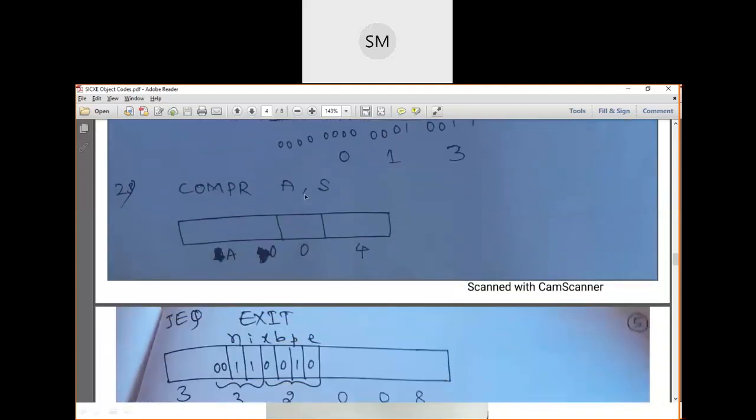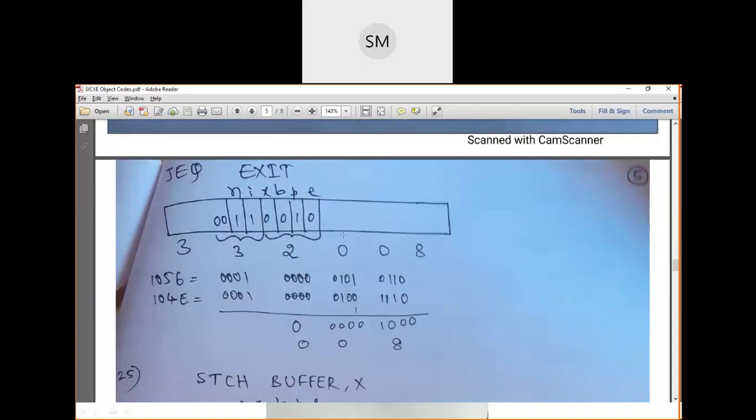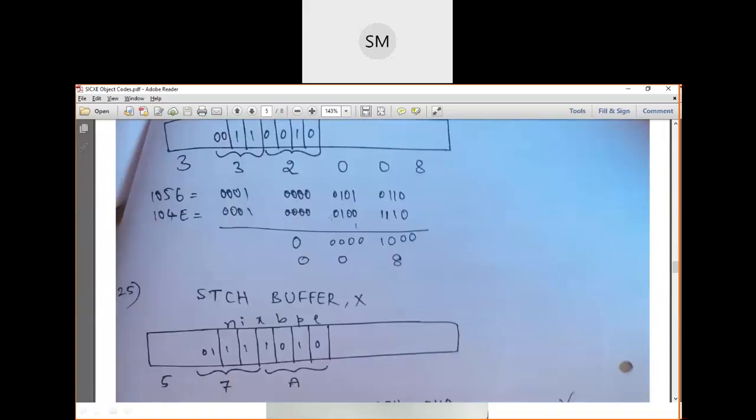Similarly, COMPR A, S. COMPR is a register-to-register instruction, so it is format 2. The COMPR opcode is A0 and the A register, the accumulator, has register number 0. S is a general working register, and its number is 4. Similarly, JEQ EXIT. Here also you use program counter relative addressing mode only.